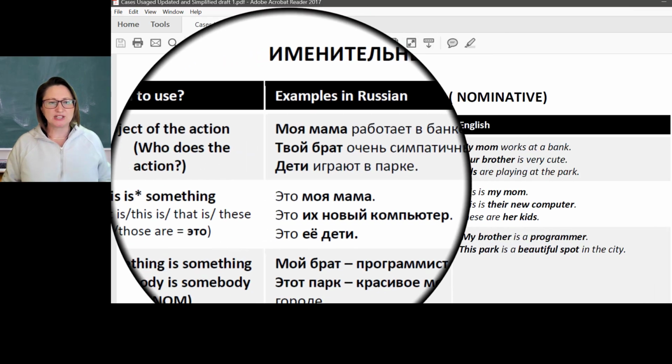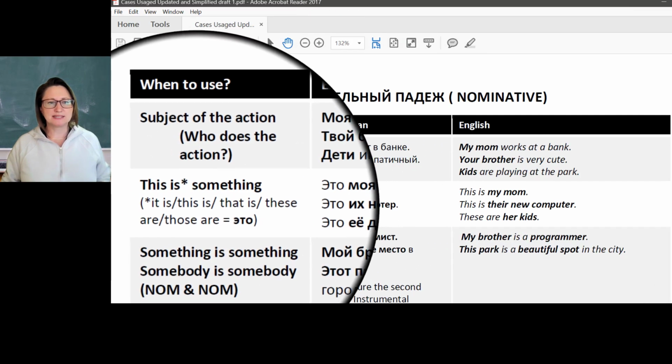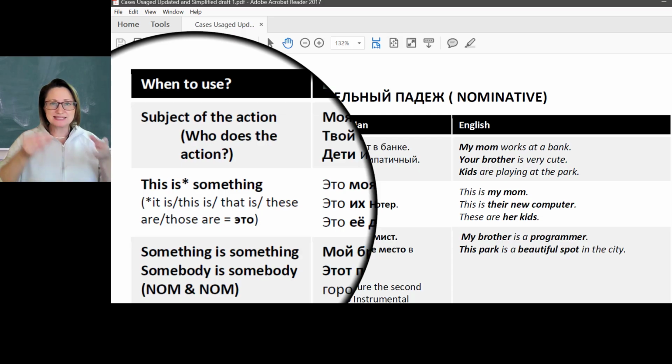Okay, now let's take a look at the next one. The next context is very basic, and it's "this is something." You can see the asterisk next to "this is" because it can be "this is," "that is," "these are," or "those are." And in Russian, it's all one word, это.